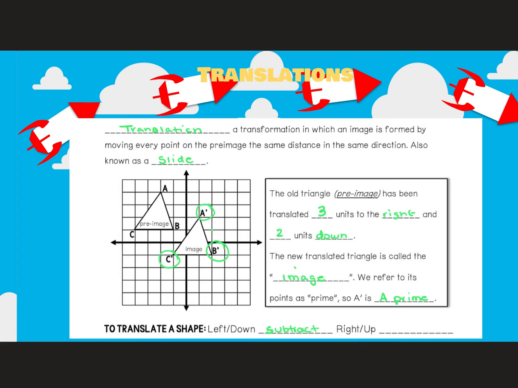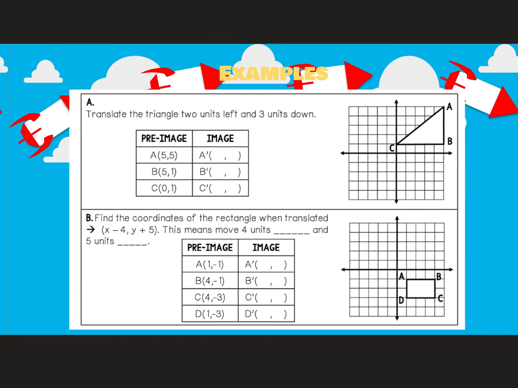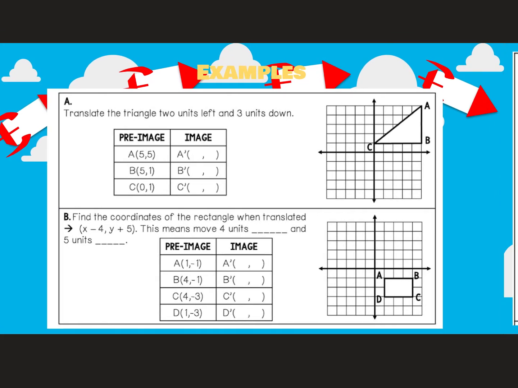To translate a shape right and up, you add. All right, so let's get into some actual translations. For A, it says translate the triangle 2 units to the left and 3 units down.